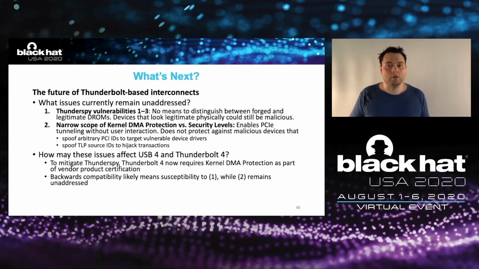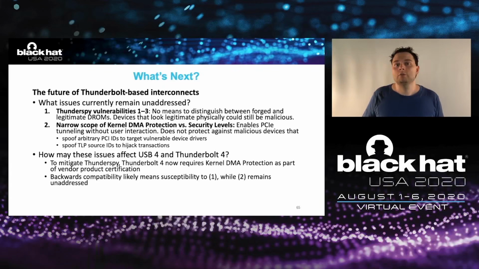Kernel DMA Protection is implemented as a replacement to security levels by Intel. A side effect is that when you connect a device, it will be immediately given PCIe tunneling without actually interacting with the user. So yes, it does protect against DMA attacks, but it does not protect against, for example, a malicious device spoofing PCIe IDs to attack vulnerable drivers. It does not protect against TLP source ID spoofing. These are important issues to have a look at, and they probably affect both USB 4 and Thunderbolt 4.